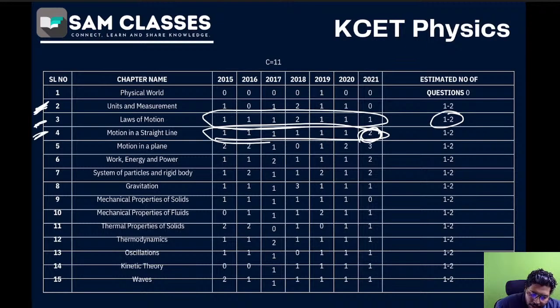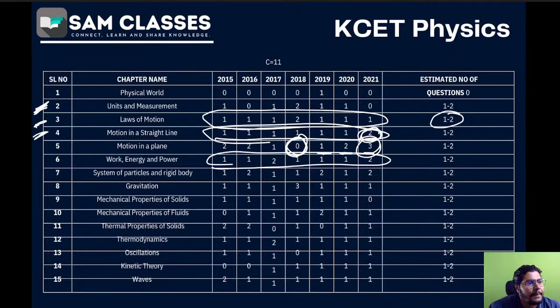Motion in a plane, only 2018 it got skipped. Otherwise, 1 mark, minimum 2 marks, maximum it can go to 3. Okay, work, power, energy, minimum 1 question will come, and the question will be based on the work energy theorem. That's it. Everywhere, work done equals change in kinetic energy. Mostly questions based on this come. That's it. Okay. System of particles, a lot of questions come.